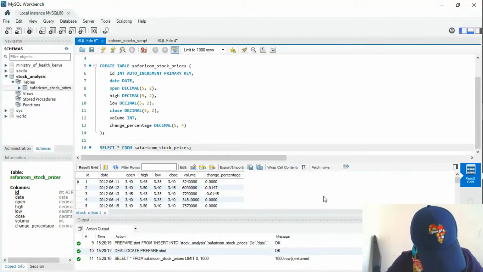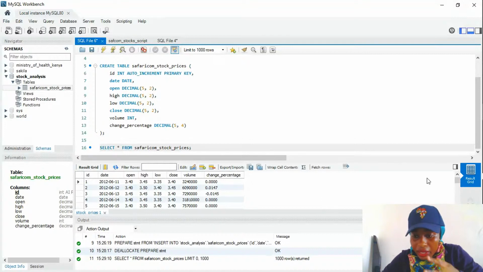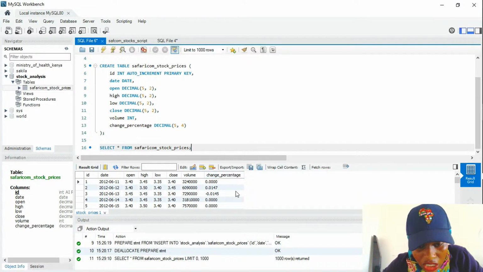Good. Okay, thanks, Daudi. Just check, and I'll look into it. If it persists, we look into it together. Now you can see our data has been uploaded, and now we have ID here, date, open, high, low, close, volume, and change percentage.